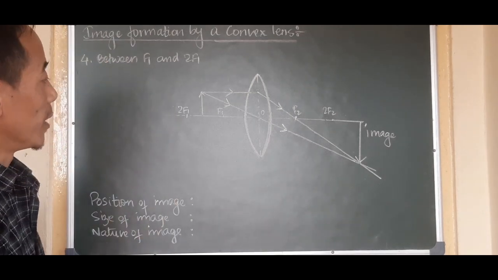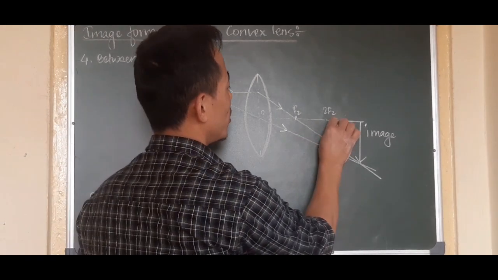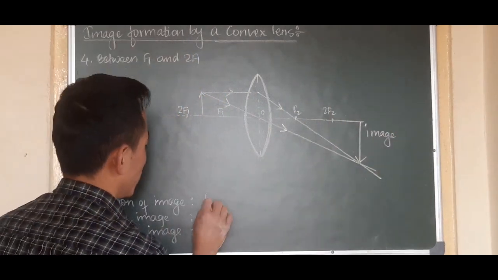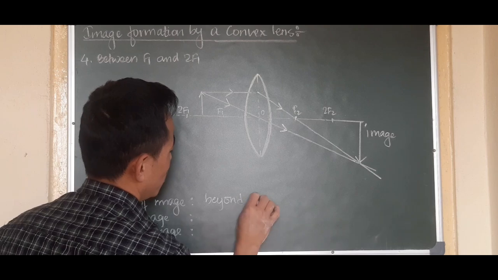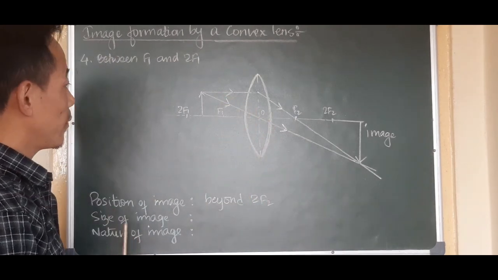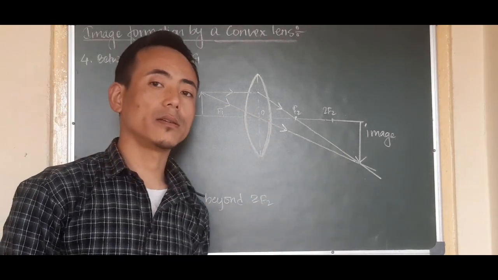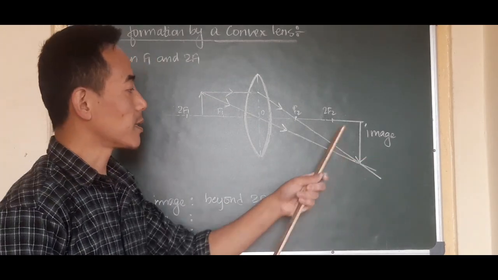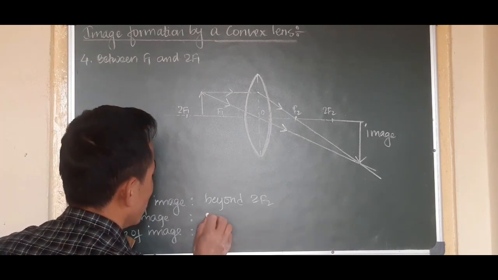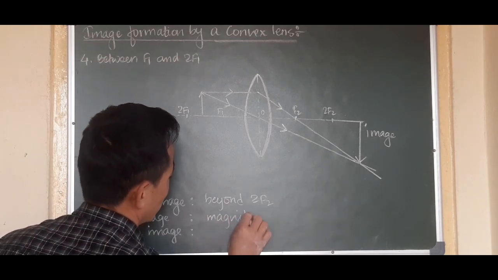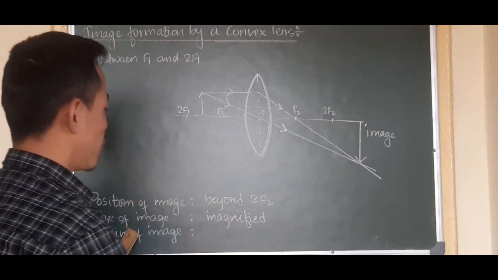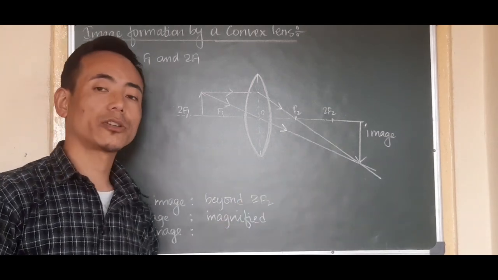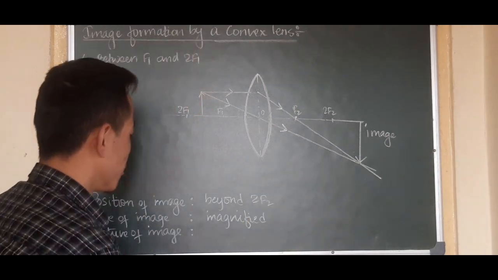Now position of the image. As you can see, this image is formed beyond twice of f2 or behind twice of f2. So you can write it is formed beyond twice of f2. Now if you look at the size of the object and the size of the image, it's very clear that the size of the image is greater than the size of the object. That means the size of the image has been enlarged or magnified. So you can write magnified image is formed. Now nature, again, since it is inverted and it is formed due to actual intersection of the refracted rays, we can say it is real and inverted.